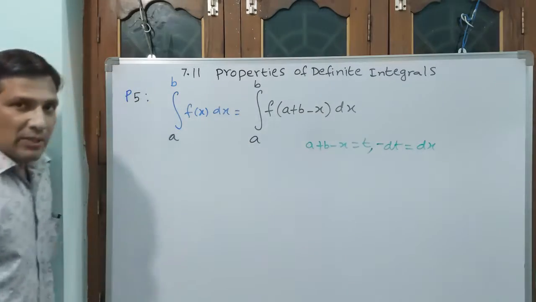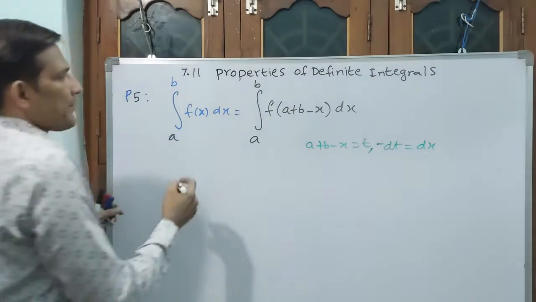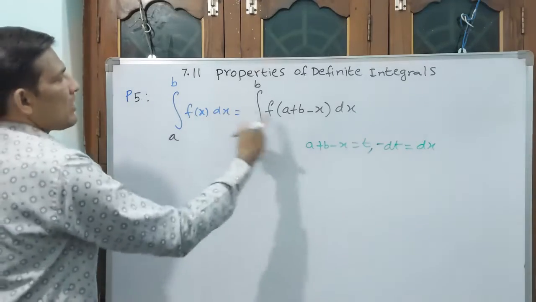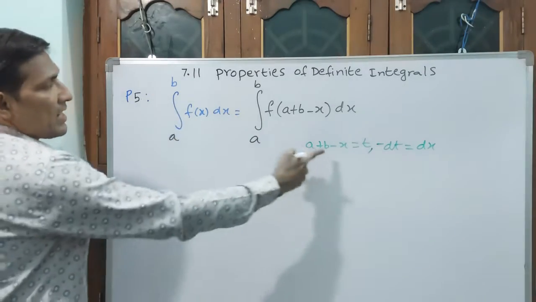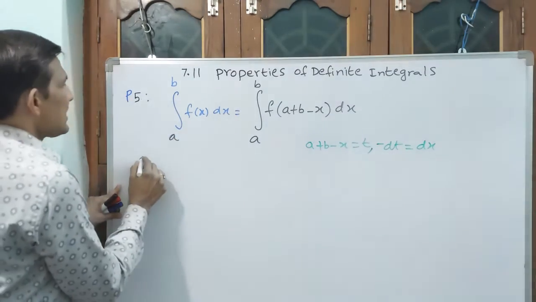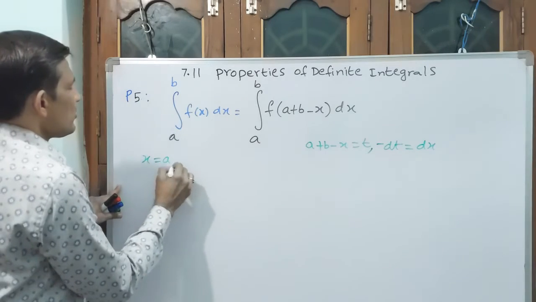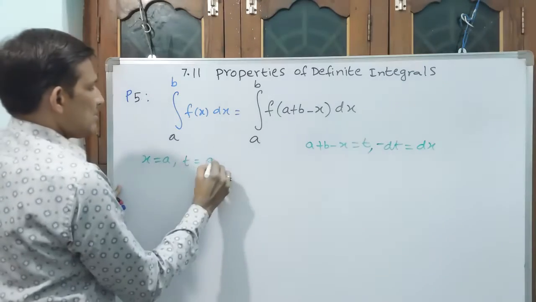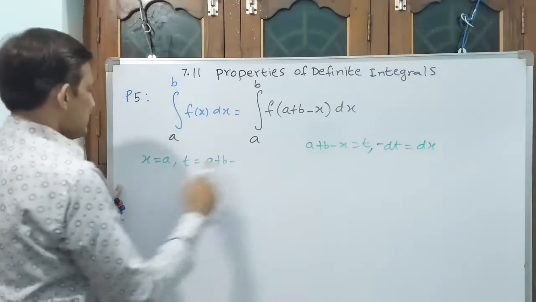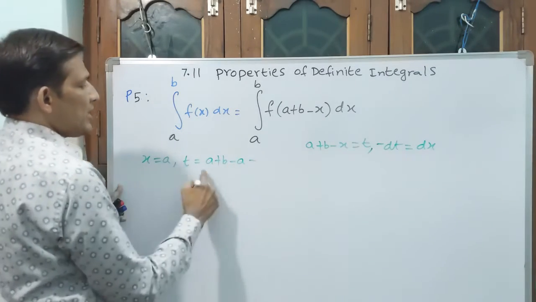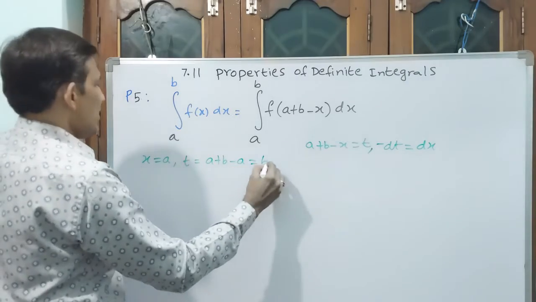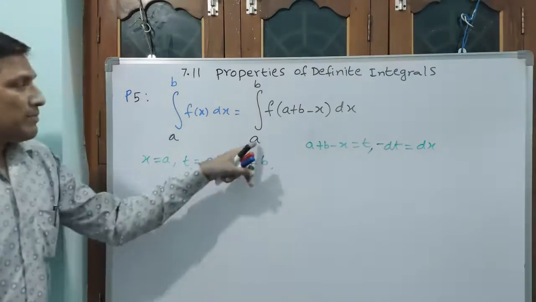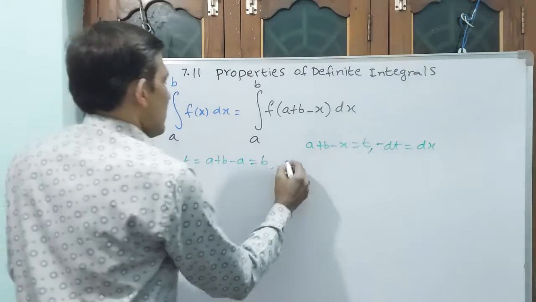But what about limits? Limits also we have to see, no? Let us see the limits. These limits belong to x, and now we are converting into t. When x is equal to a, t is equal to a plus b minus x, that is a plus b minus a. That means a minus a deducts, then b is going to remain. That means the lower limit is b.